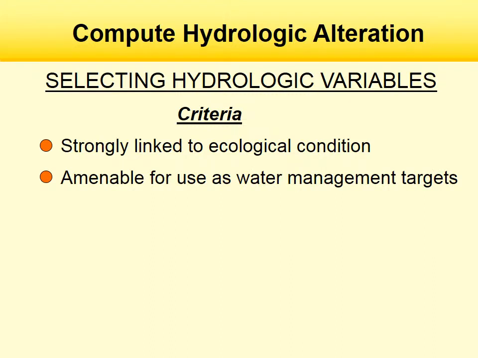We also want to try and have some hydrologic indices that we use that are amenable for use as water management targets. And I'll show you an example towards the end of the median August base flow was actually used as a flow index for setting the flow standards. We really want to use as much as possible indices that managers can work with, understand, relate to, and be able to manage with.